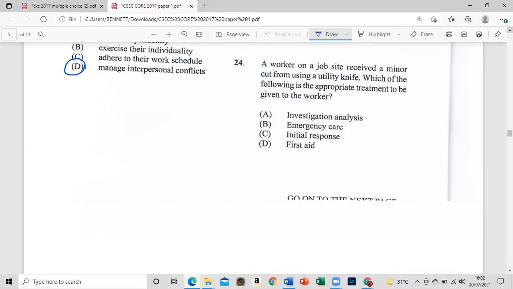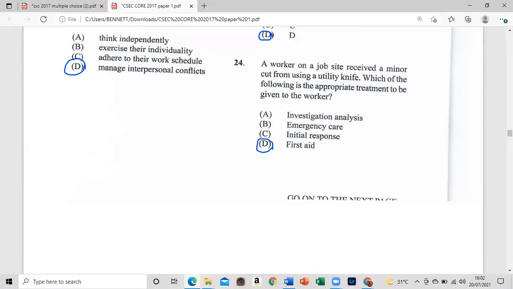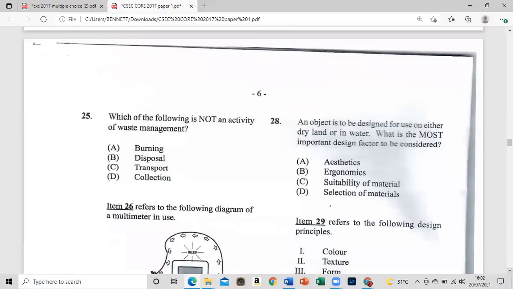A worker on a job site receives a minor cut from using a utility knife. Which of the following is the appropriate treatment to be given to the worker? Is it A, investigation analysis, B, emergency care, C, initial response, or D, first aid? So that is first aid for them. First aid, you need that. Everyone should have first aid, especially if you're playing sports or anything and get injured, or at your home.